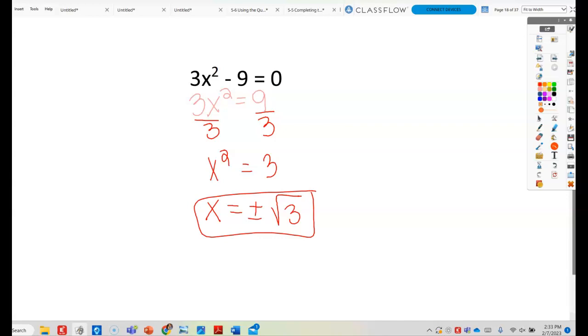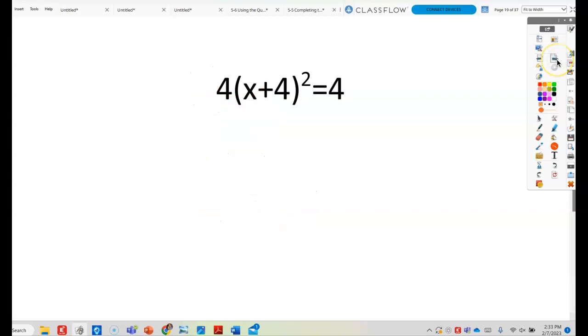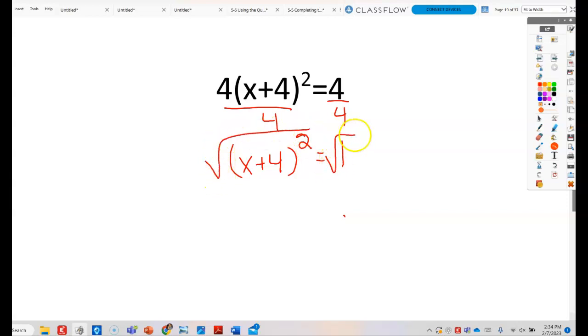The last one is like the other one you did. You want to isolate the squared stuff. It doesn't matter if the squared stuff is a single variable or a quantity. So in order to isolate the squared part, you're going to divide both sides by 4. We get x plus 4 squared equals 1. To get rid of that, you take the square root. So you get x plus 4 equals plus or minus 1.